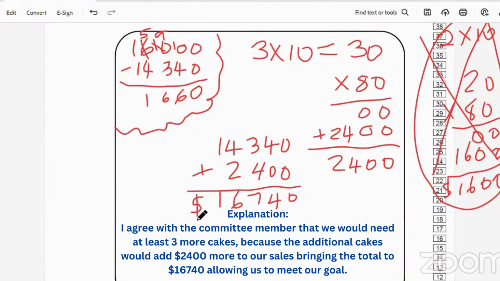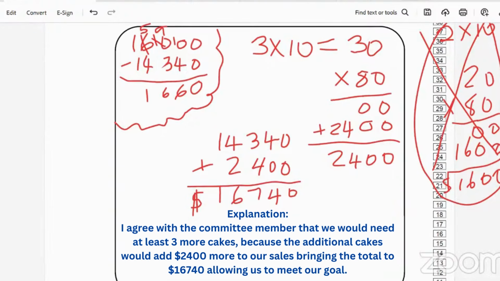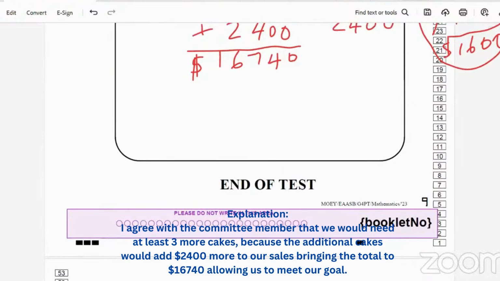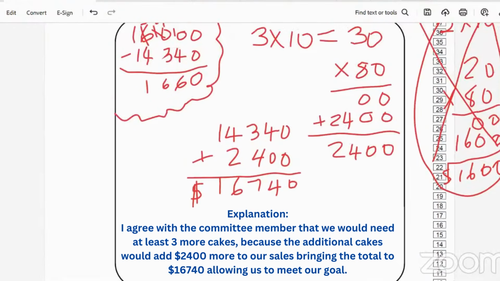And remember, guys, it doesn't have to be exactly 16,000 when you do the calculations, but it must be more, at least more, not less than what the goal was. So that's the end of the test. Once you're able to read the questions correctly and then understand and interpret what to do, make sure you check your calculations, then you should be successful.